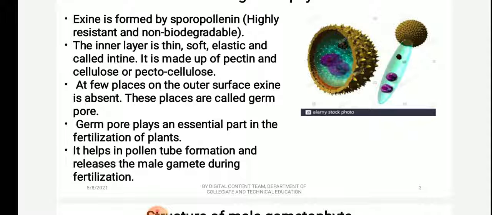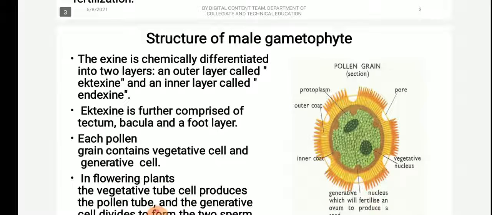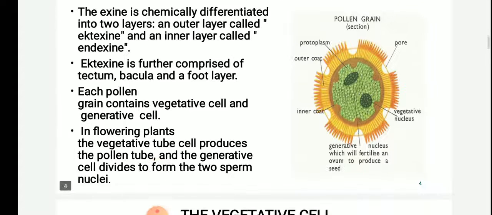At few places on the outer surface, exine is absent, and these places are called germ pore. Germ pore plays an essential part in the fertilization of plants. It helps in pollen tube formation and releases the microgamete during fertilization. The exine is chemically differentiated into two layers, an outer layer called extexine and an inner layer called endexine. Extexine is further comprised of tectum, bacula, and foot layer.